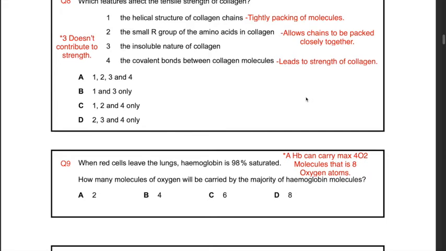Hence 3 is incorrect. If you look at 1, 2 and 4, all the features apart from 3 are correct, because 1 aids in the tight packing of molecules. Feature number 2, the small R group, allows the chains to be packed closely together, hence increasing the tensile strength. 4. The covalent bonds between collagen molecules. Yes, that again leads to strength of collagen, because it holds the neighboring collagen molecules together. Therefore, the answer is C, 1, 2 and 4 only.